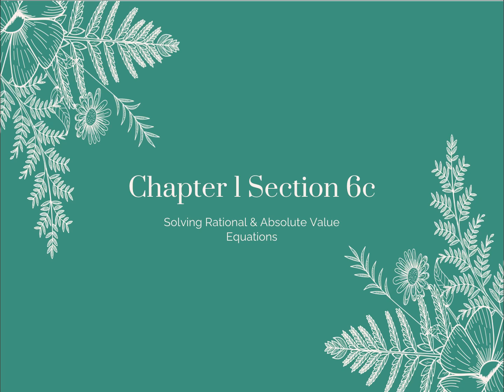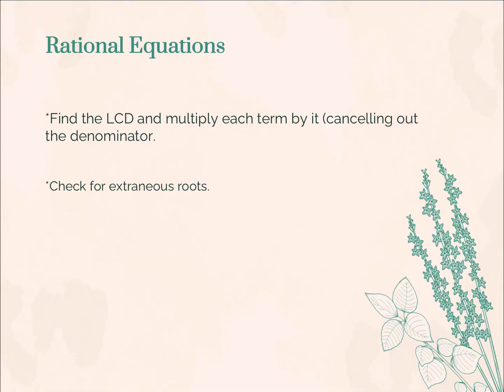All right, guys, chapter 1, section C. We're going to talk about rationals and absolute value equations. I'm going to go through the rationals fairly quickly because we've already done this in the prerequisite chapter. We got common denominators and all that. We were adding and subtracting. Now we're just solving, so it takes one extra step.